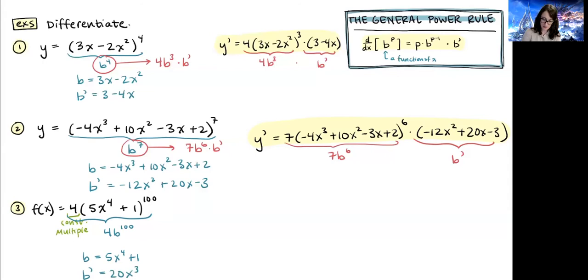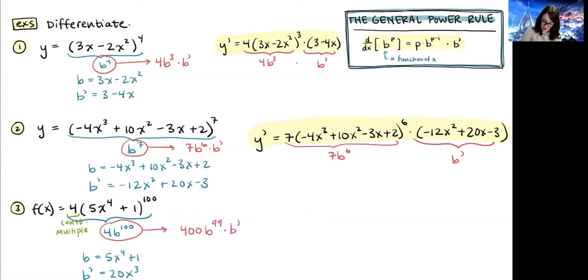So if we're going to think about differentiating something that looks like 4b to the 100th, that 4 will just multiply by the 100 when we bring it down, just like when the b is just x, right? 4x to the 100th, you would bring that 100 down and multiply by the 4. So this will differentiate into 400b to the 99th. And we have to multiply that by b prime.